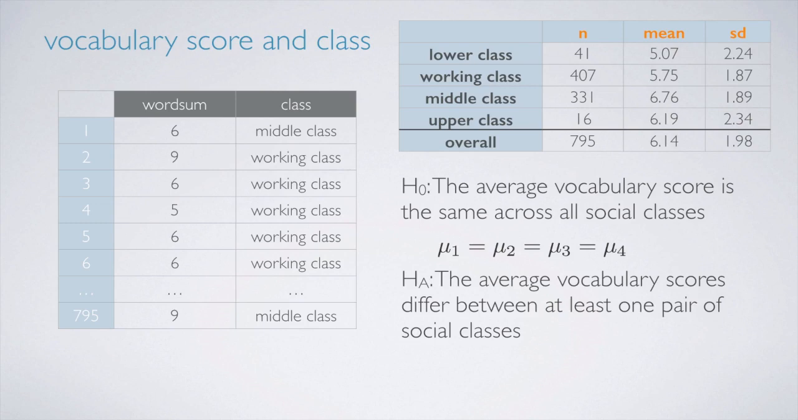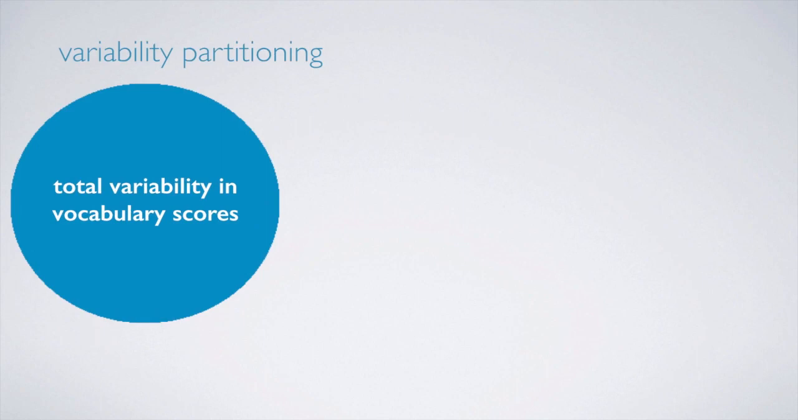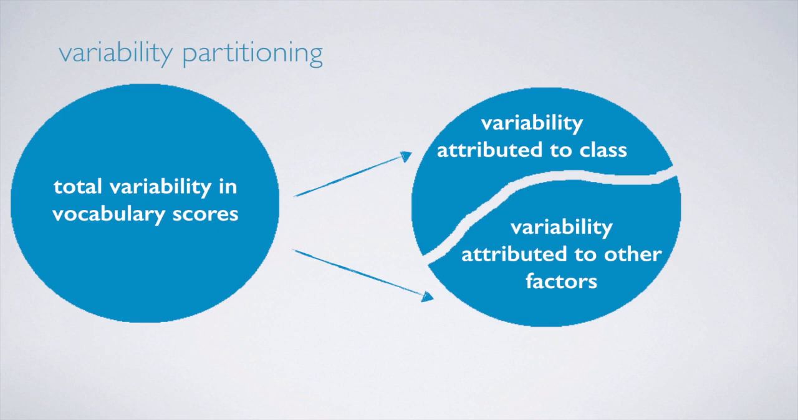Let's visualize this idea of variability partitioning. Suppose the circle represents the total variability in vocabulary scores. We partition the variability into two: variability that can be attributed to differences in social class, and variability attributed to all other factors. Variability attributed to social class is called the between group variability, since social class is the grouping variable in our analysis. The other portion of the variability is what we're not interested in, and in fact, it's somewhat of a nuisance factor for us, since if everyone within a certain social class scored the same, then we would have no variability attributed to other factors. This portion of the variability is called our within group variability.